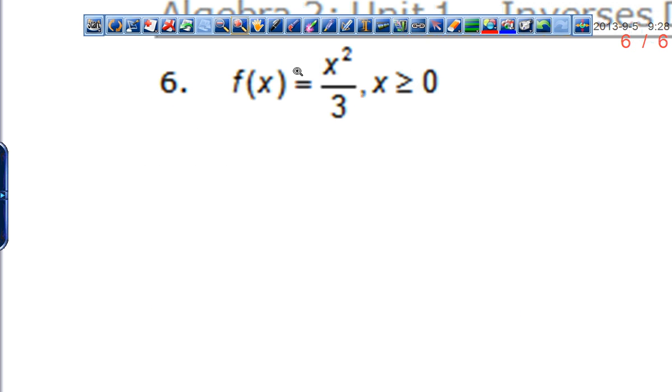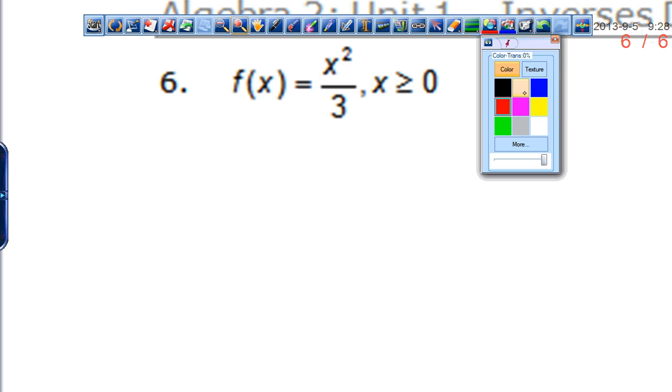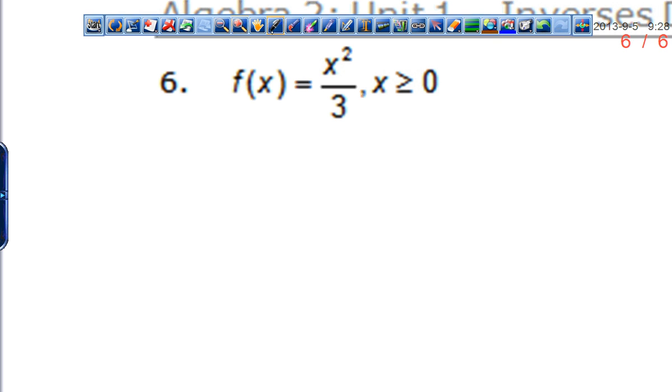Alright, number 6 works the same way. The only thing that's different is saying x is greater than or equal to 0. The reason they're saying that is because for the inverse, we're only going to use x's that are greater than 0. It's going to be a square root function, and you can't take the square root of negative numbers. So that's why they're saying for a positive x value or equal to 0.